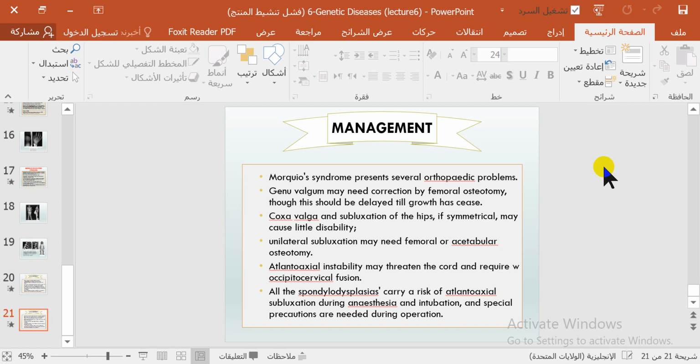Atlantoaxial instability may threaten the cord and require occipito-cervical fusion. This is important, because atlantoaxial instability can damage the cervical part of the spinal cord. Spondyloepiphyseal dysplasia carries a risk of atlantoaxial subluxation during anesthesia and intubation, and special precautions are needed during operations.